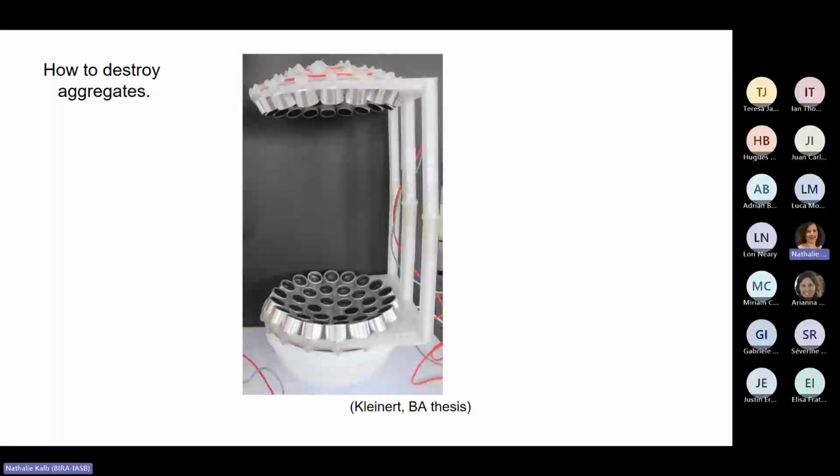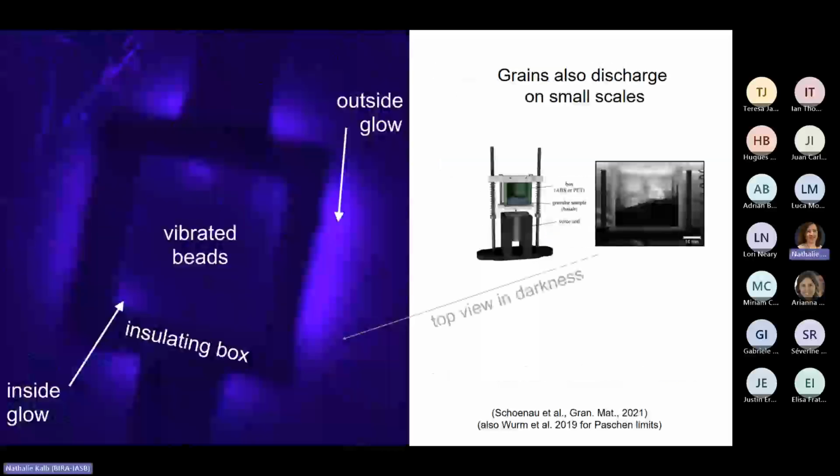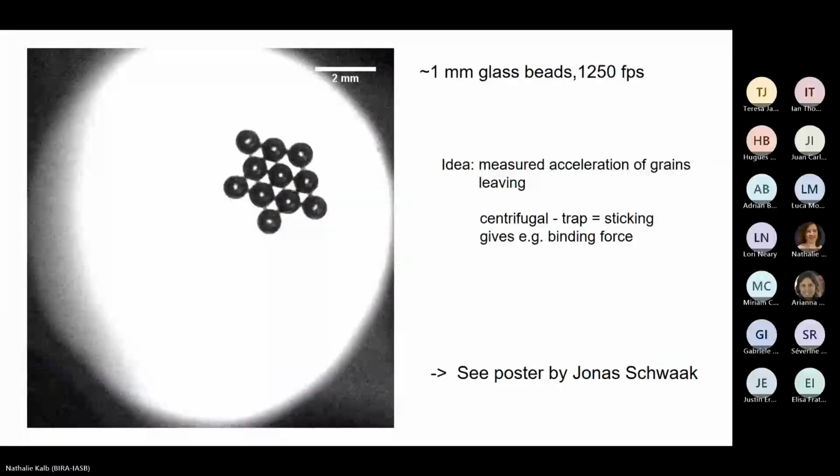So how to destroy these things? That's on Jonas' poster, but you didn't see a movie for this, so I have a movie here. These are millimeter particles in there. They're rotating in the trap. Didn't work. Bummer.